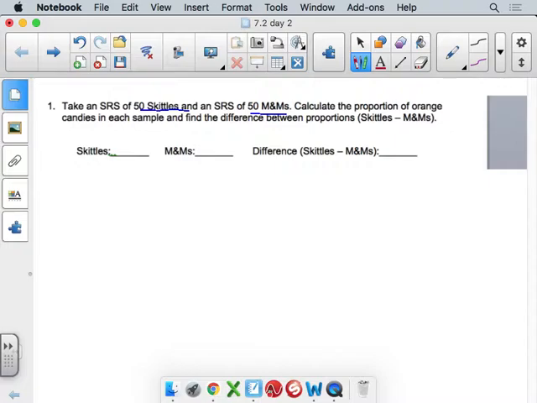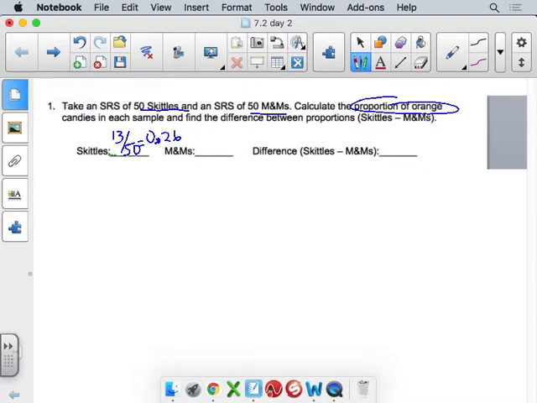We could have done this as a class and counted up the packages in each, but I'm just going to come up with one. Let's say I opened up a bag of Skittles. It had 50 Skittles, and the proportion was 13 out of 50 were orange Skittles. So we're looking for the proportion of orange: 13 out of 50, which is 26%, 0.26.